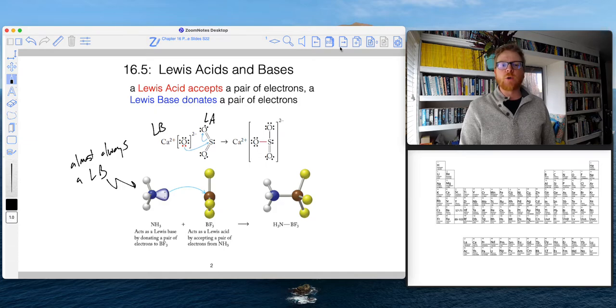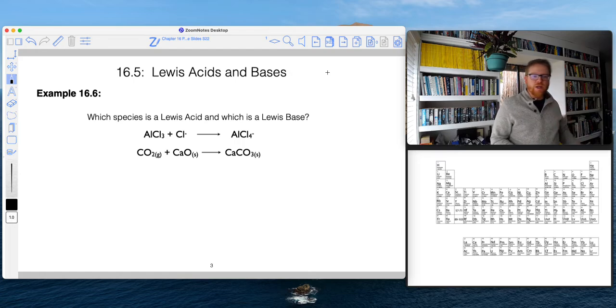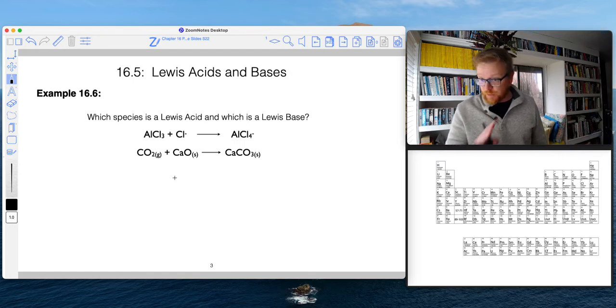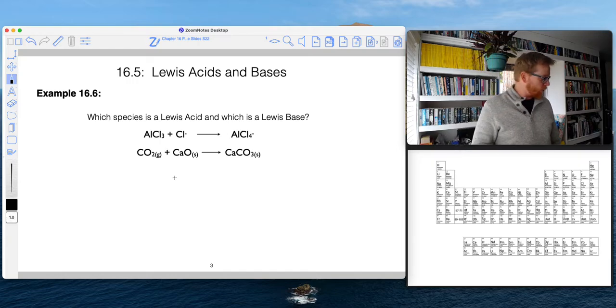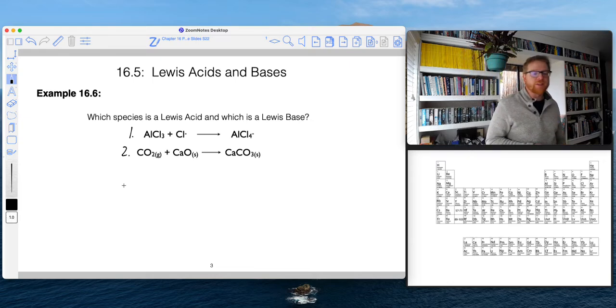Okay, so let's do an example here. Example 16.6: which species is a Lewis acid and which species is a Lewis base? So there are 2 different reactions, so we're going to do each reaction one at a time. So we'll say reaction number 1, reaction number 2. So if you want to pause the video and work through this beside me, go for it. Or you can watch me go ahead and solve through this.